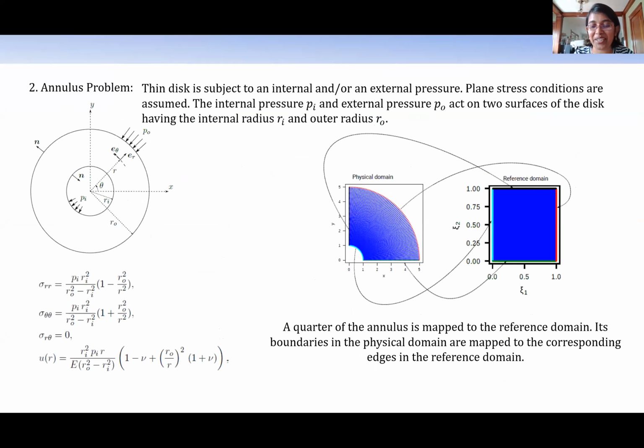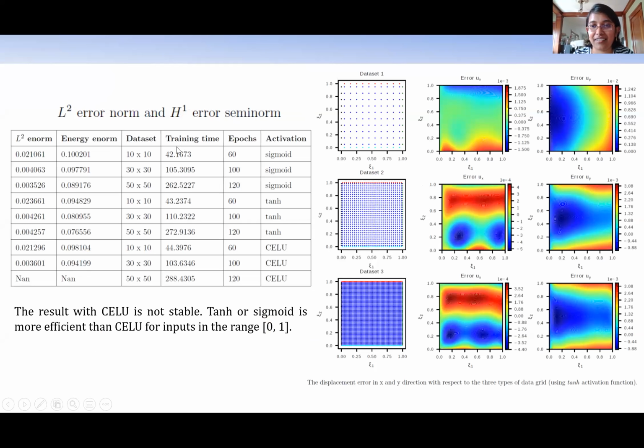Okay, I didn't check how it looks actually. Okay.